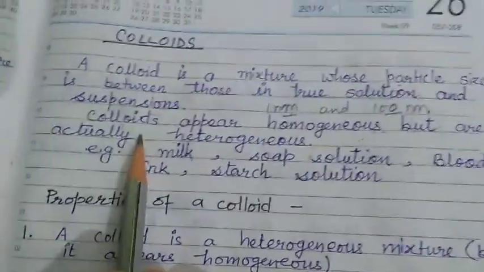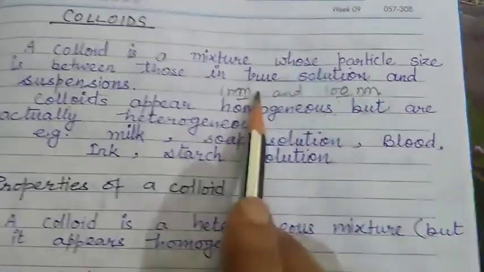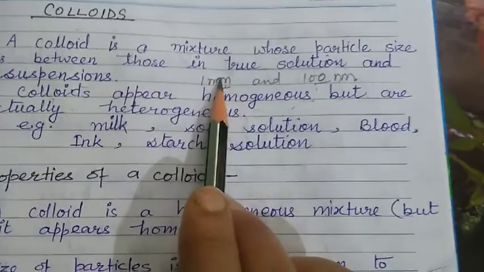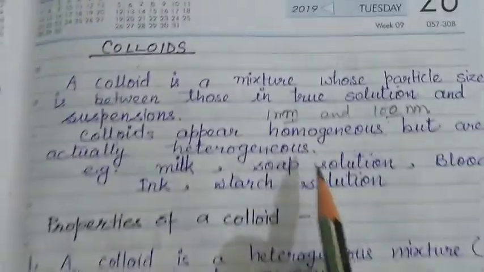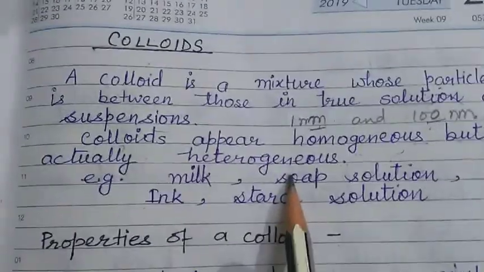ठीक है? Colloids appear homogeneous but actually are heterogeneous, because the particle size is not very large and it appears that the solution is homogeneous, that the liquid is homogeneous, but it actually is heterogeneous. ठीक है?